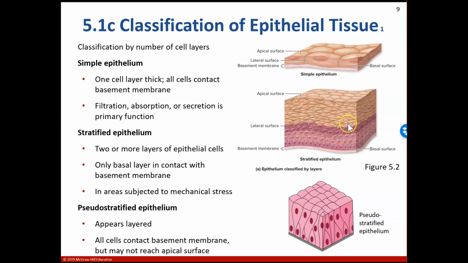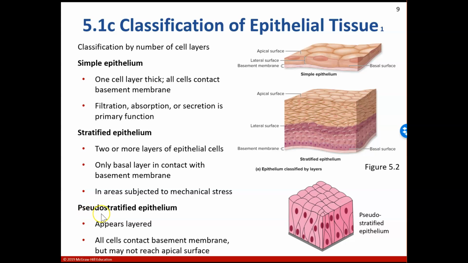Next, we have stratified epithelium, in which we have many layers of epithelia. So we have to have at least two, but we can have many, such as the illustration over here. And only the basal layer is going to be the one in contact with this basement membrane. These are going to be put in places that are subject to mechanical stress, like our skin or the lining of our esophagus. And then we have our pseudostratified epithelium.